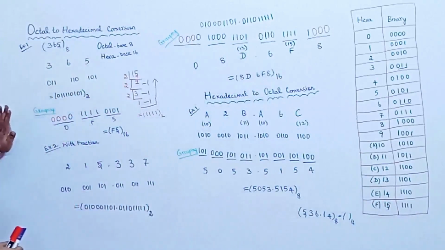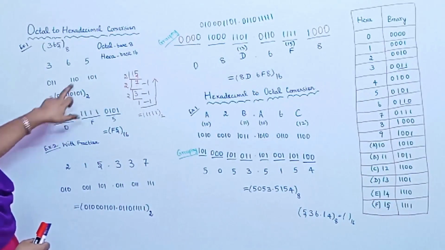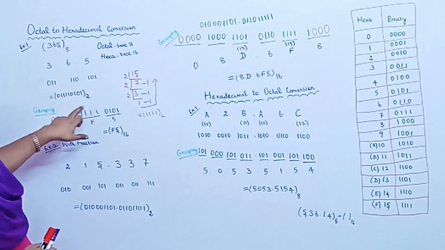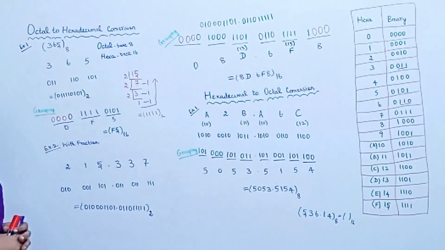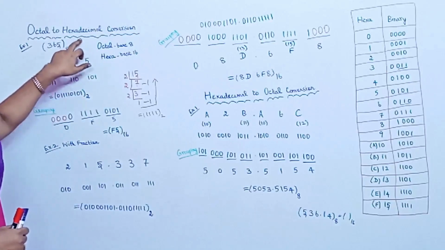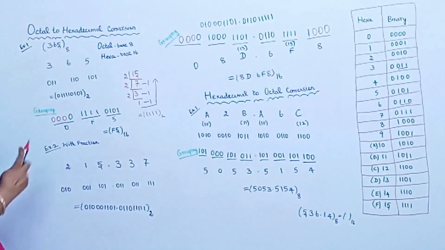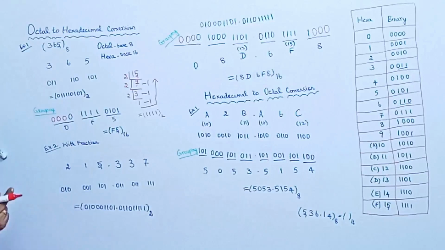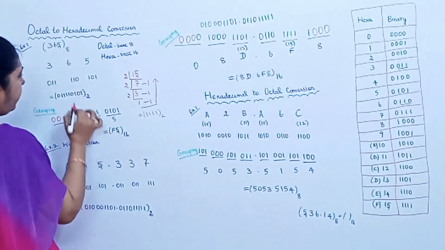So now the binary value is written as 011 110 101 to the base of 2. Now the binary value is found. Again we want to convert it into hexadecimal. How does the conversion take place? Consider this number; we group the bits starting from the right to the left, since it is an integer number.